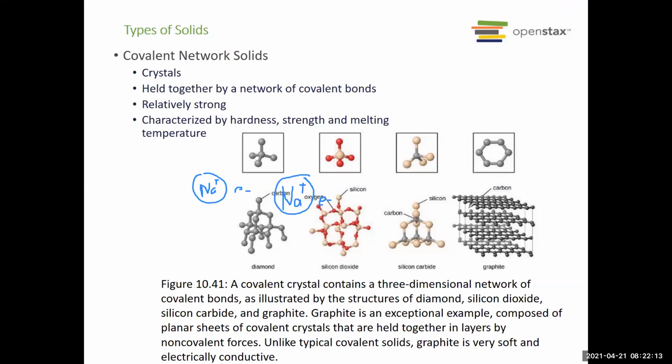Yeah. Okay. So we also know that graphite is relatively soft. And it has a little bit of electroconductivity. And that's primarily because of the gaps between it and how the sheets are formed.